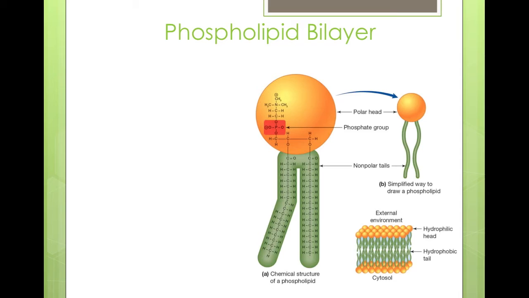Phospholipid bilayer. This is what it looks like, okay? The phospholipid bilayer is composed of 2 major molecules.